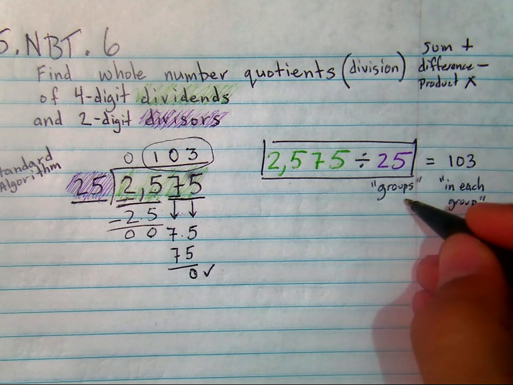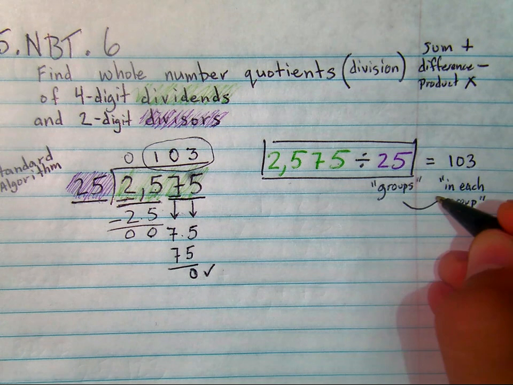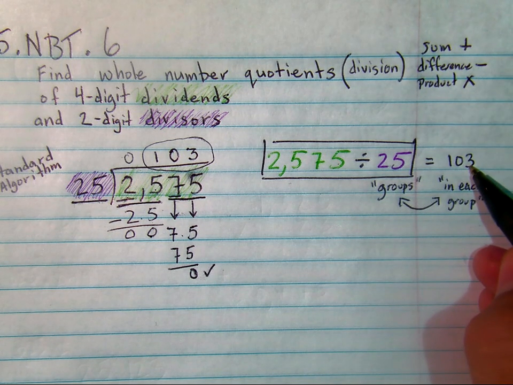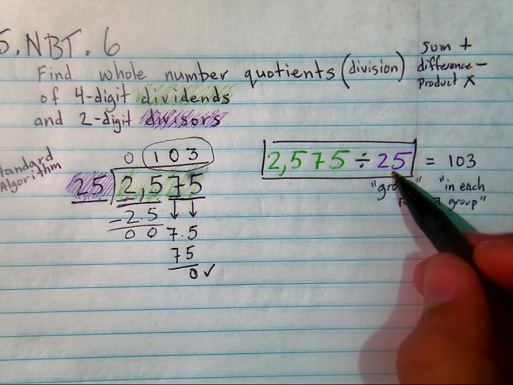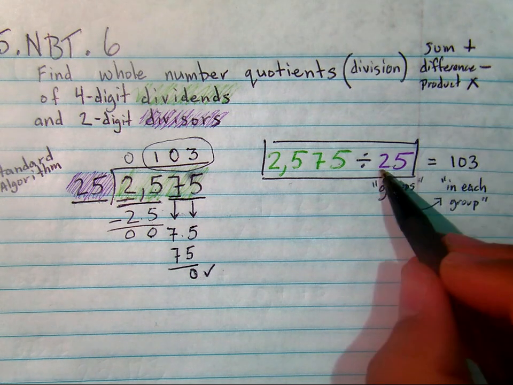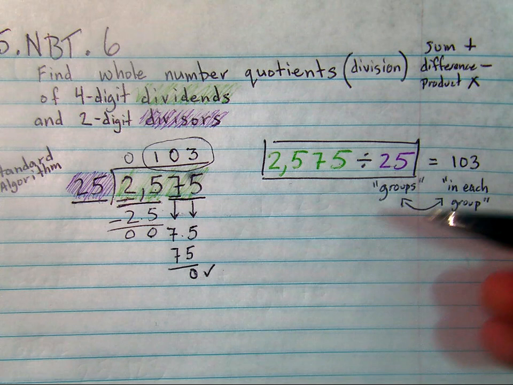Now these titles, groups and in each group, they're interchangeable. So if you said you're going to make 103 groups, then there would be 25 in each group. So don't let these things become rules that you can't really get in and manipulate effectively.